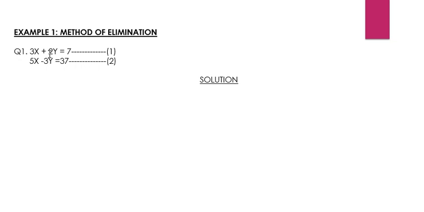So here we have 2y, here we have negative 3y. And so what is the common factor here? We see 6, right? 6. And so therefore to make it equal, we are going to multiply equation 1 by 3 so we can get 6y here. And we're going to multiply equation 2 by 2 so we can also get 6y here. So we can eliminate the variable y.